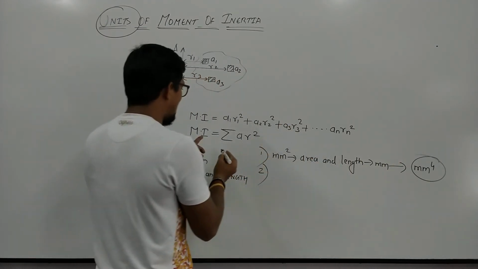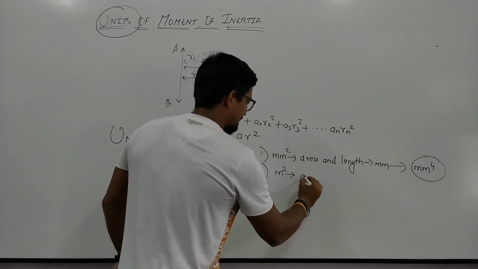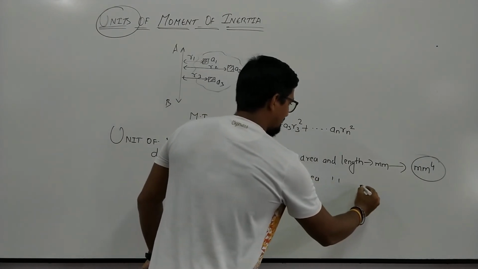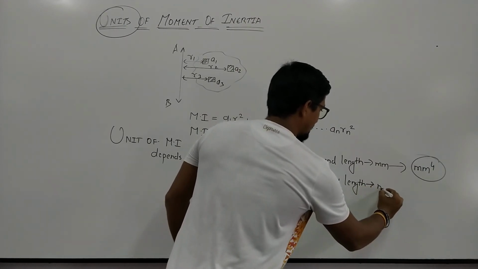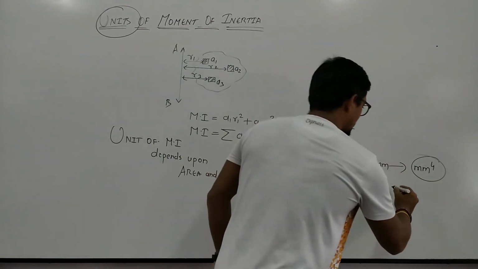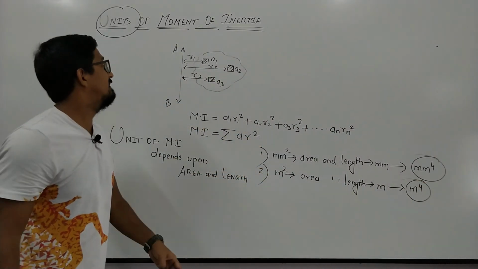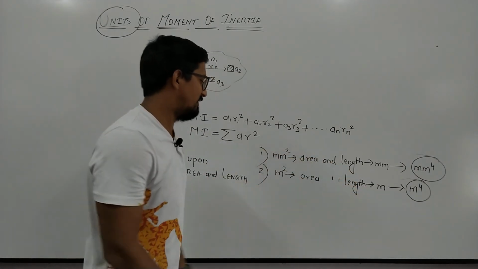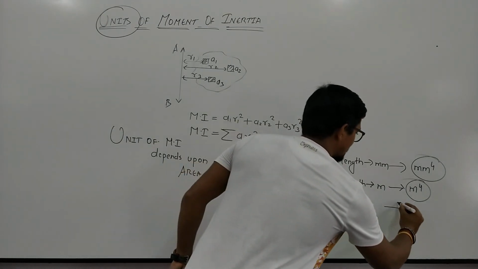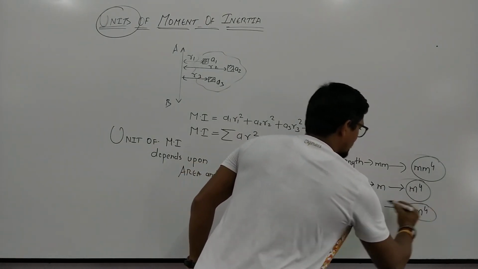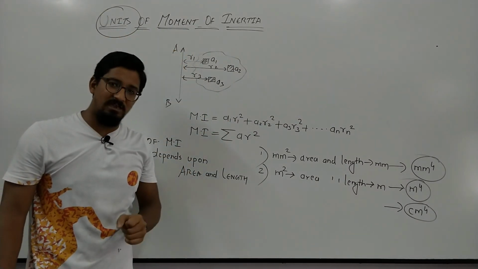And suppose the area is in meter square and length is in meter, then moment of inertia will be meter raised to 4. Similarly for centimeter. If the area is in centimeter square and the length is in centimeter, it will be centimeter raised to 4. So this is how we calculate the unit of moment of inertia.